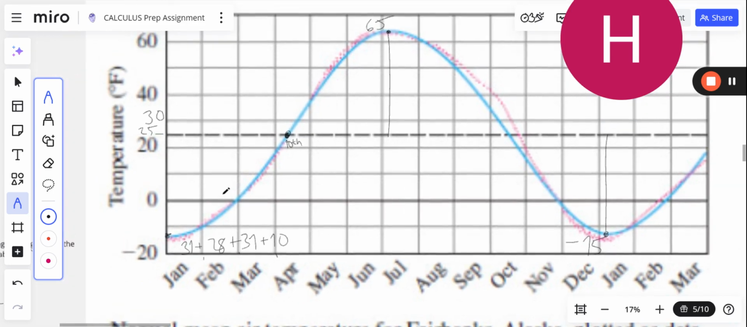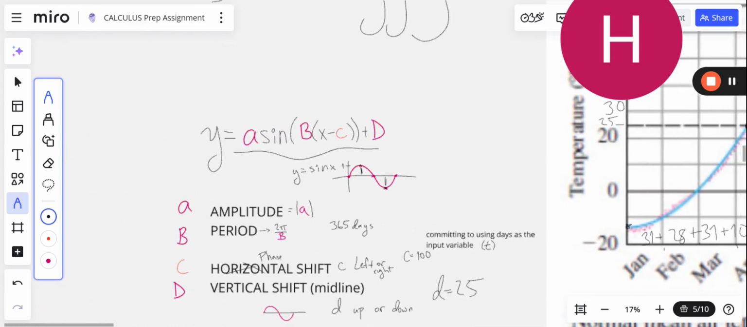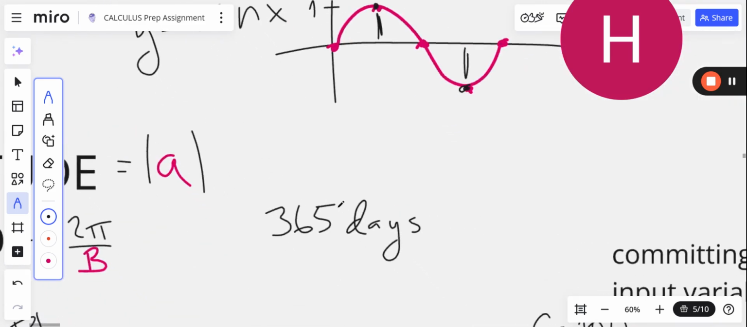So that seems to have about the same gap, right? 40? Yeah, 40. That gives us the amplitude. So the fluctuation, or the amplitude, which is pretty much just measuring the amount of fluctuation, is 40 degrees Fahrenheit.